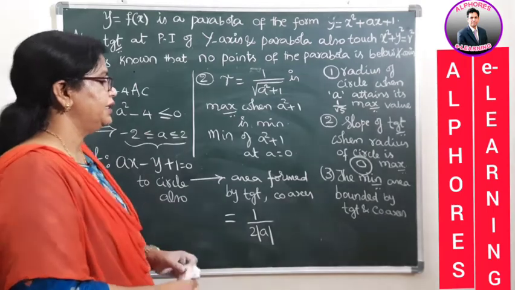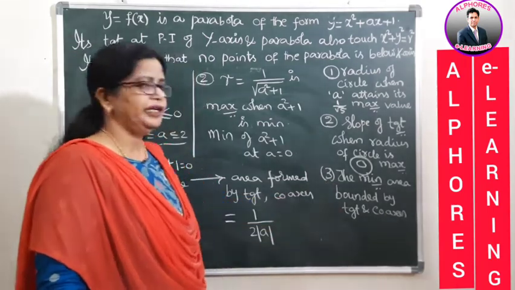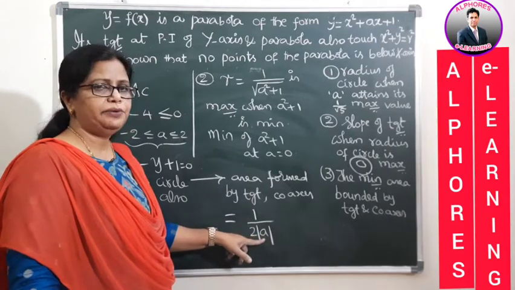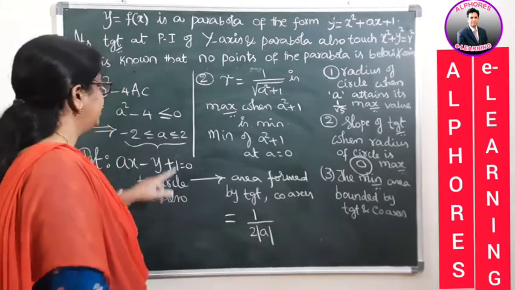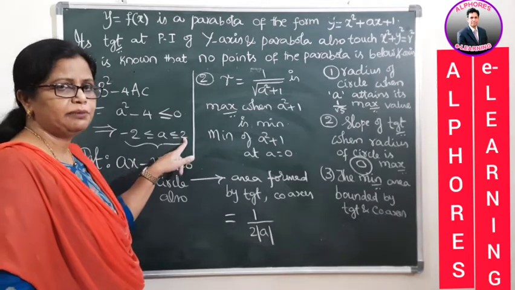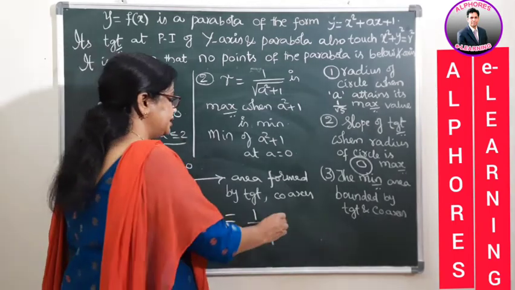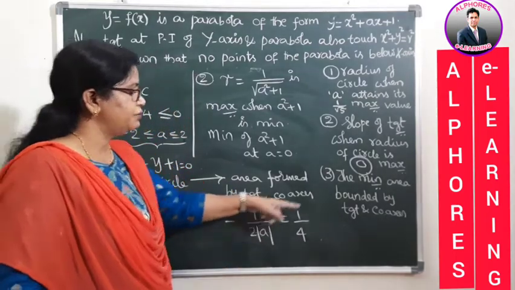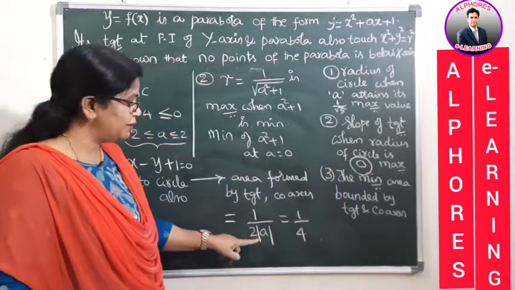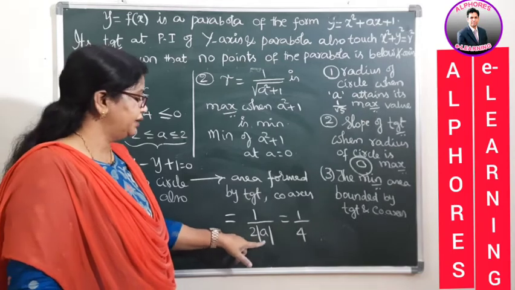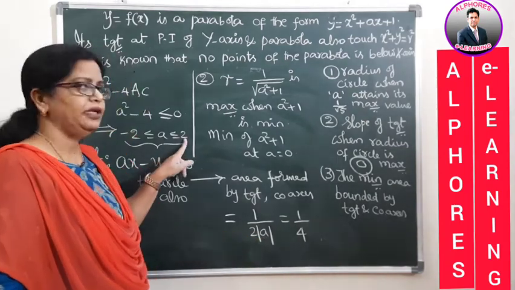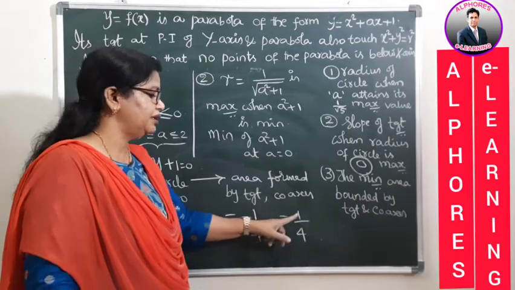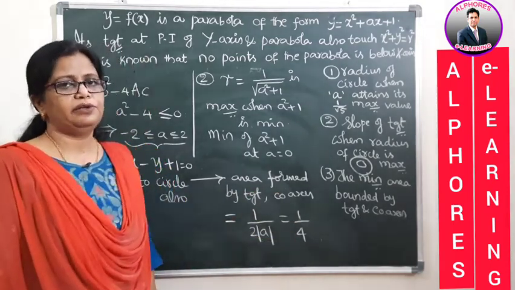When they are asking minimum area bounded by, minimum means what should the denominator value be? Maximum. Denominator maximum means what is the maximum? It is 2. Hence this is equal to 1 by 4. So total area has to be minimum, which implies the denominator has to be maximum, and the denominator maximum you can obtain when a equal to 2. Therefore the minimum area is 1 by 4 square units, right?